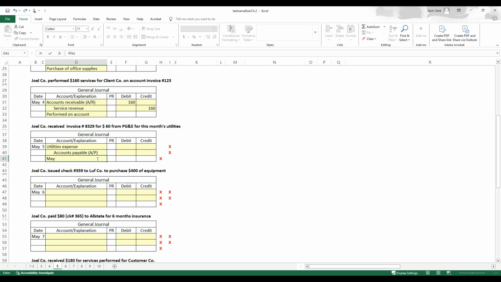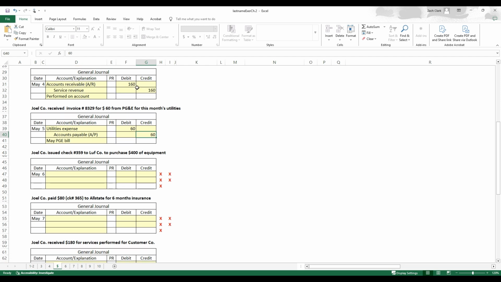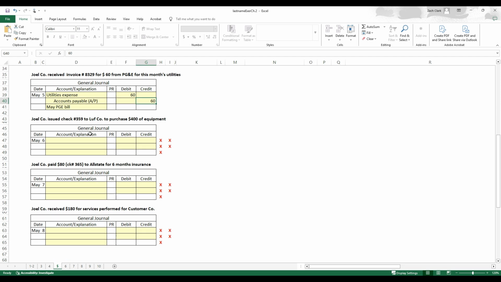We're going to say May PG&E bill. And we owe the money. We've incurred the expense. We want to record the expense portion to note that we have recognized that expense for this month. But our payable here is a liability, an amount that we will owe, representing the fact that we are going to pay this amount in the future. Just like accounts receivable is an asset, we're going to receive this amount. Accounts payable is a liability. We're going to pay that amount going forward.